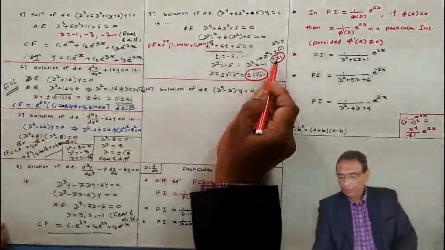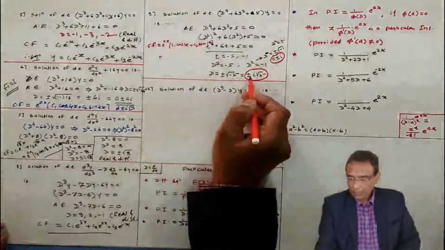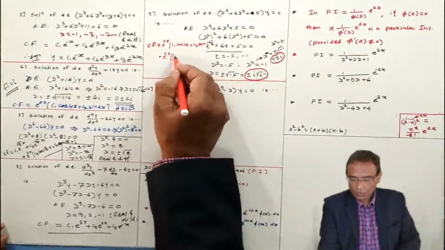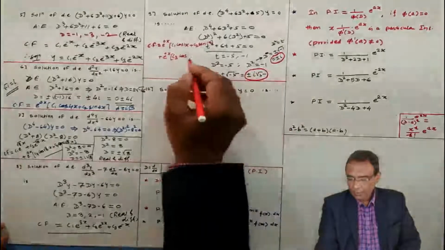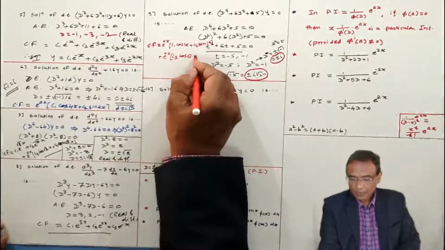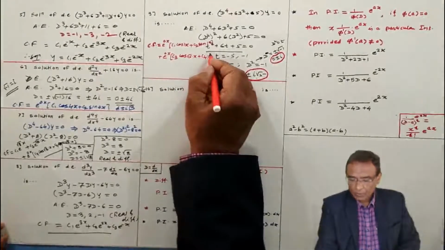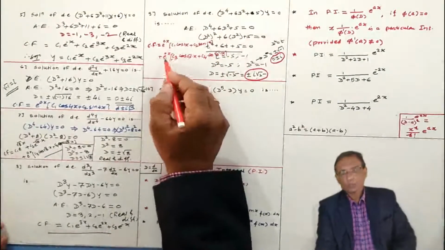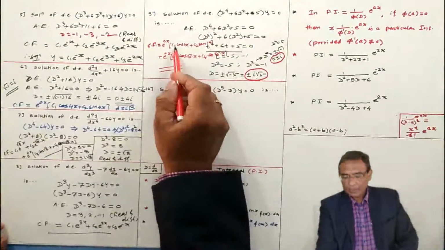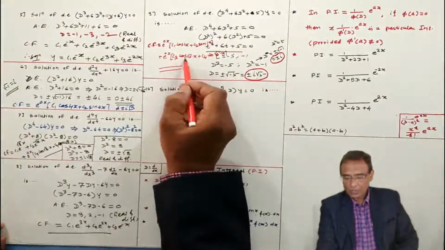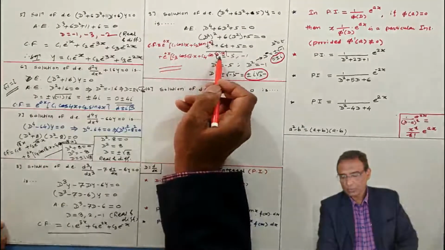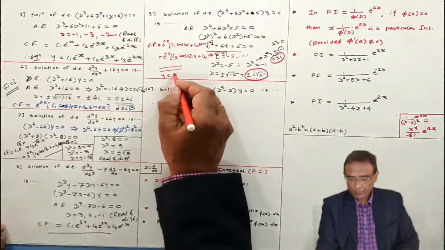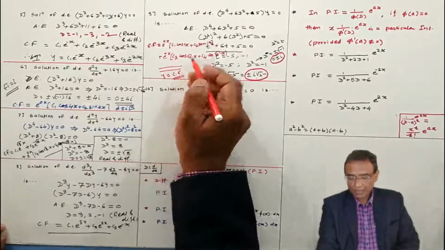For the other two roots, e raised to power 0x, c1 c2 already we have used, so c3 cos root 5x plus c4 sin root 5x. And e raised to power 0 is 1, so in the next step you can write c1 cos x plus c2 sin x plus c3 cos root 5x plus c4 sin root 5x. This is the complementary factor, and the complementary factor itself is the solution. Y equal to the complementary factor is the solution of this.